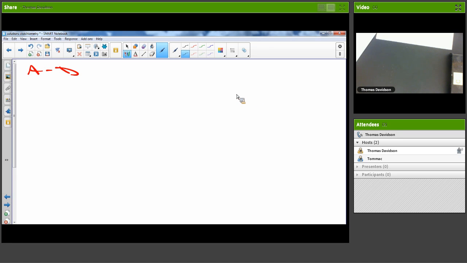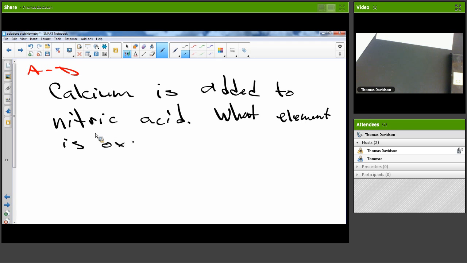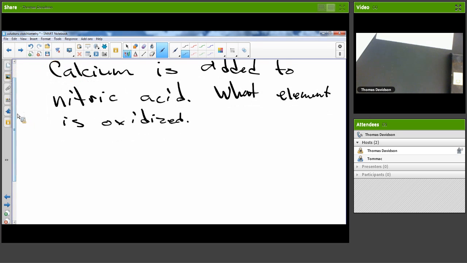So one of these questions, and I'll change it a little bit, but it says that calcium is added to nitric acid. And then it asks you a question. All of them will be this format. It gives you a reaction, then asks you a question. What element is oxidized? Okay, so follow me here. This reaction obviously must be a redox reaction, right? Because I'm asking you what was oxidized.